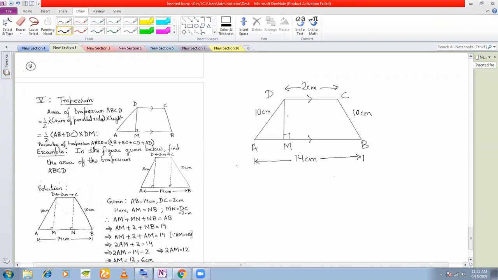So what is the height here? This one, DM, is the height, right? So is it possible to calculate DM? Yes, it is possible to calculate DM. And how is it possible? But before calculating DM, I have one question for you. Can you tell me what kind of a trapezium this is?